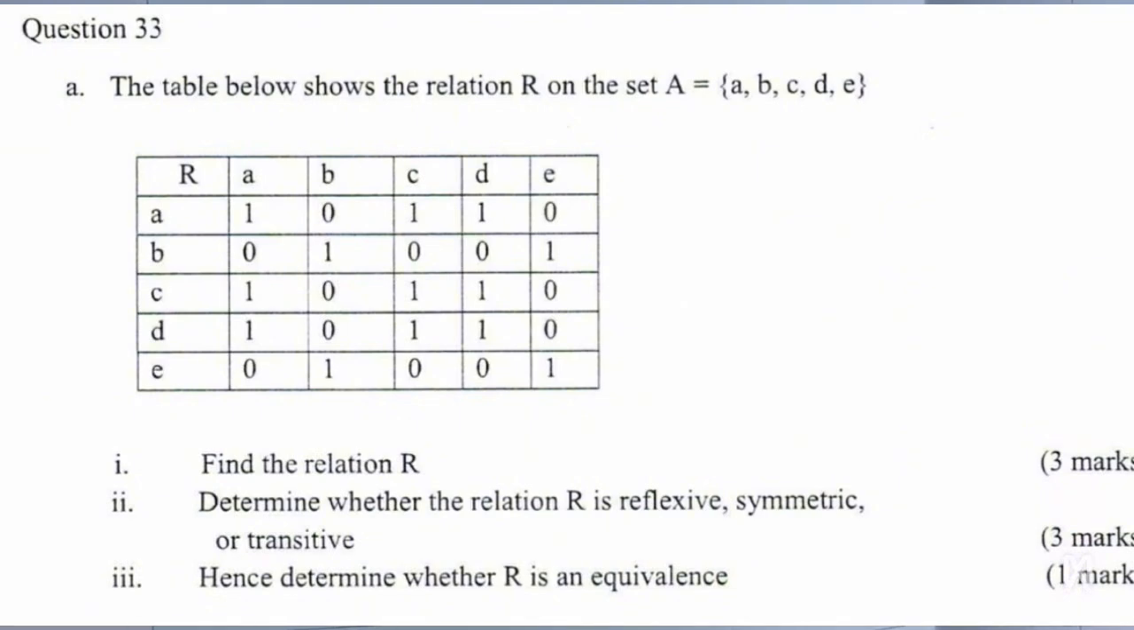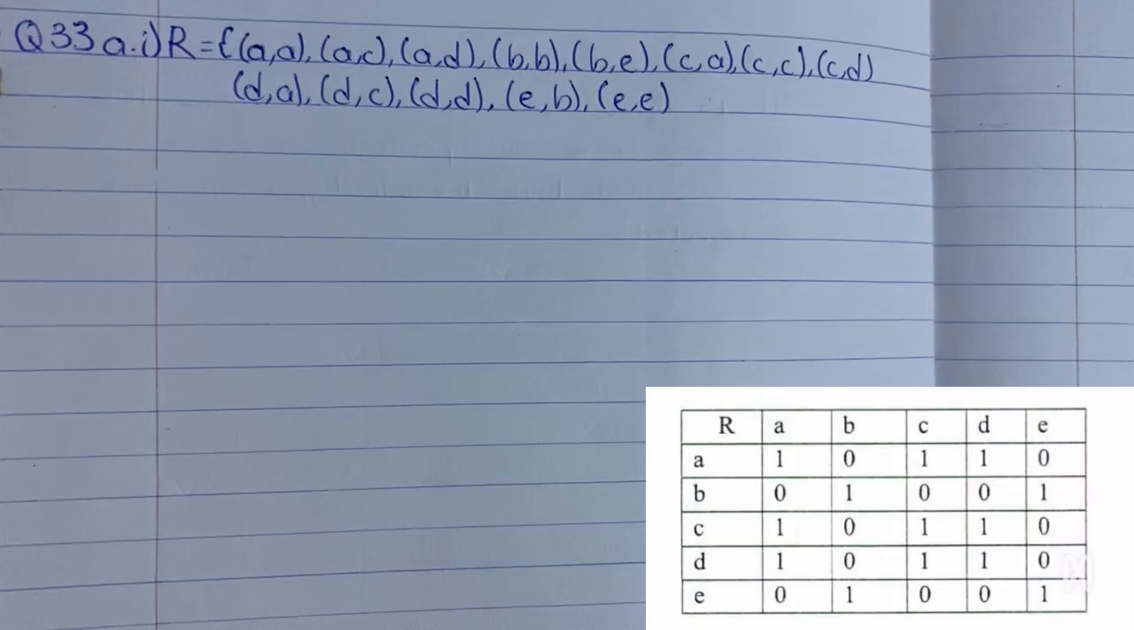So we can see there is a relation between A and A, A and C, A and D, B and B, B and E, C and A, C and C, C and D, D and A, D and C, D and D, E and B, and E and E. So that is the relation. Write them down as ordered pairs.